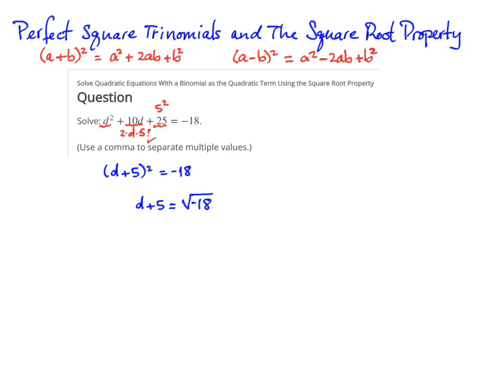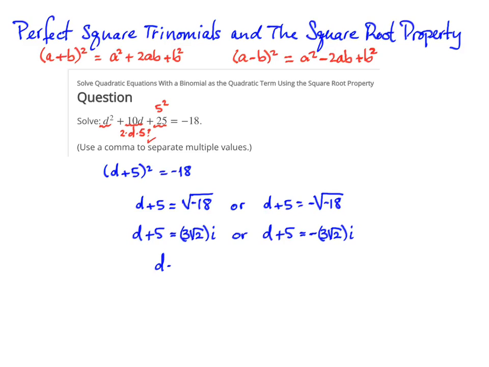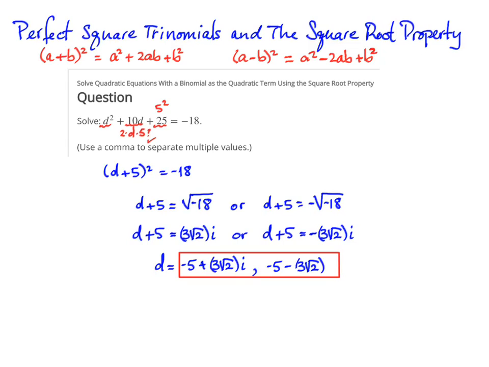d plus 5 equals the positive square root of negative 18, or d plus 5 equals the negative square root of negative 18. Now we know the square root of negative 18 is an imaginary number, so let's simplify it. The first equation is d plus 5 is equal to 3 square root of 2 times i. The second equation is d plus 5 equals negative 3 square root of 2 times i. And then if we subtract 5 from both sides of both of those equations, we get our two solutions. We get negative 5 plus 3 root 2 i, and negative 5 minus 3 root 2 i.